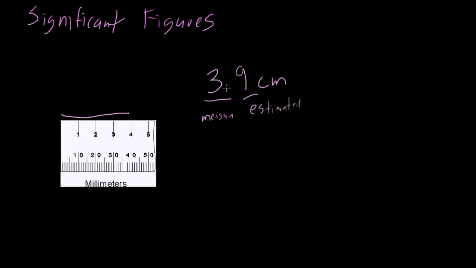Alright, so when we're actually gathering data, the digit that we actually measure, in this case 3, is significant, and then the digit that we have to estimate is also significant. Now this could be as little as 3.85 or as much as 3.95, or it could be anywhere in there.